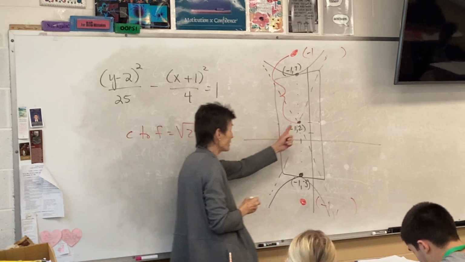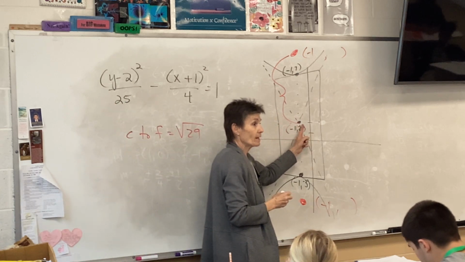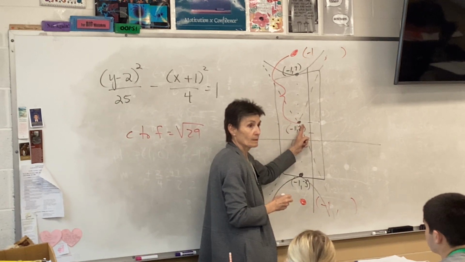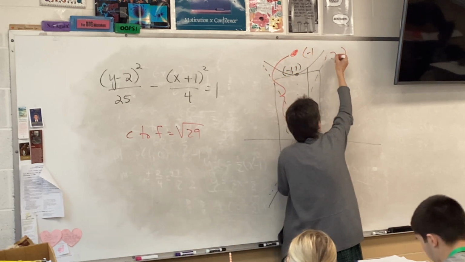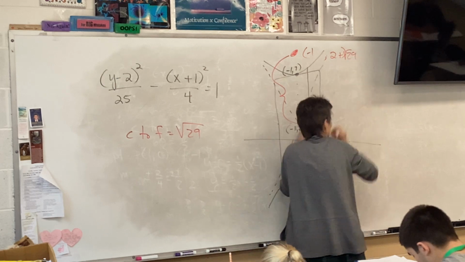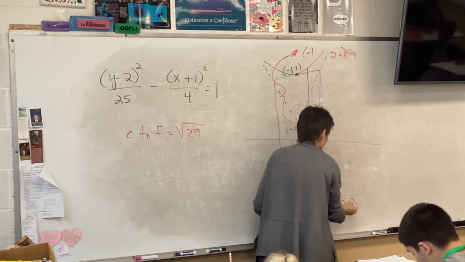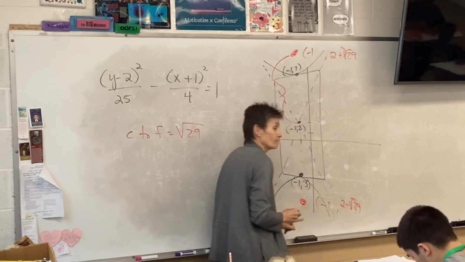So where am I starting? At 2. And I'm going up root 29. So 2 plus root 29 and 2 minus root 29.